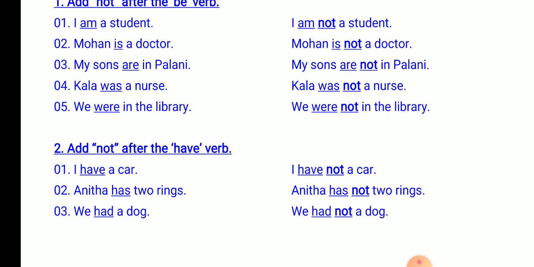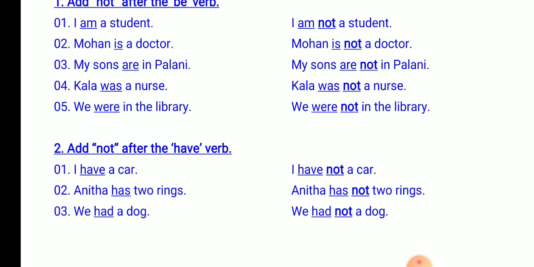Look at the third example. We had a dog. The verb in this sentence is had. When you want to change this into negative, what do you do? You add not after had. So, the sentence we had a dog becomes we had not a dog.